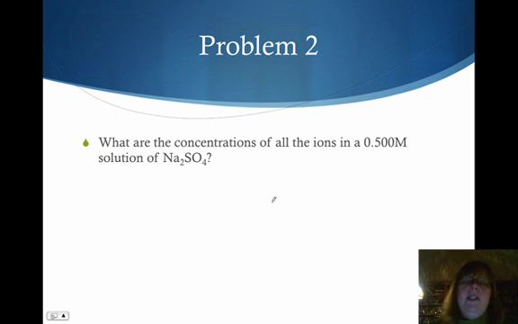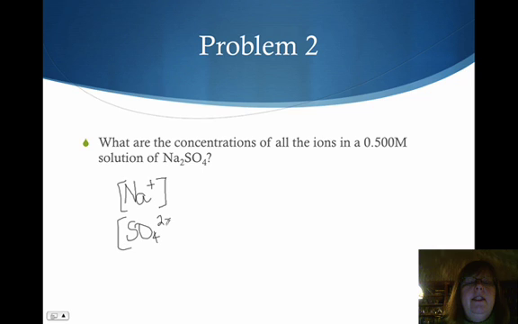All right, let's try this one. Again, we've got sodium sulfate, and we have sodium ions in solution, and the anion that's floating around in there is sulfate. And we would like to know the concentrations, so we're going to put them in brackets.